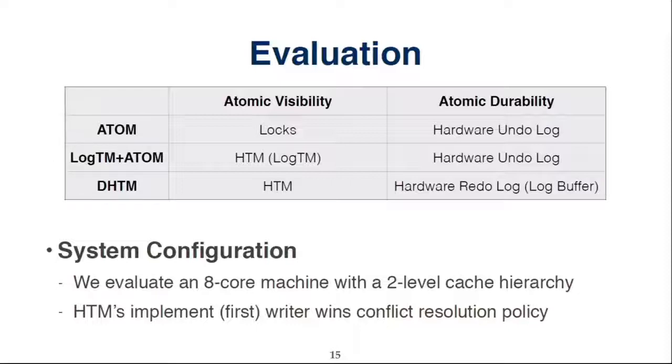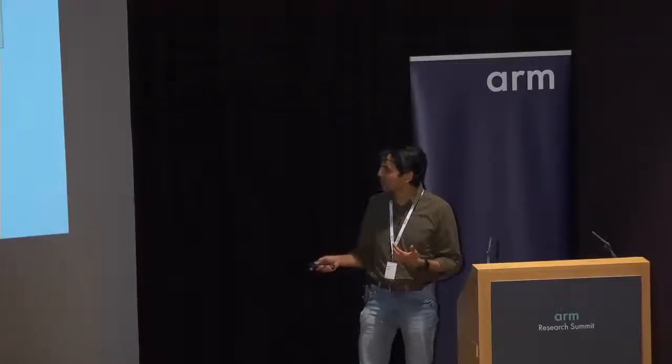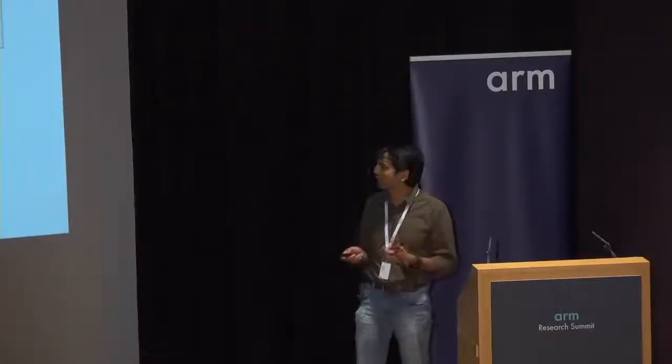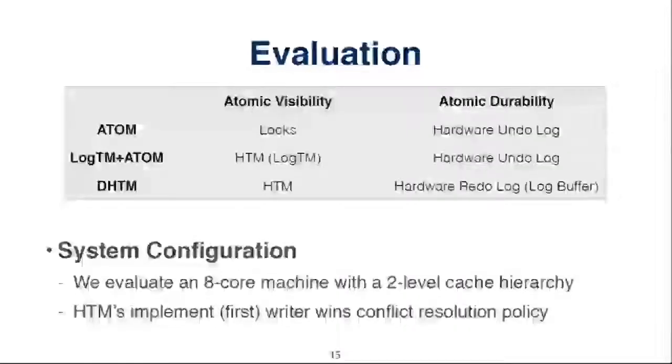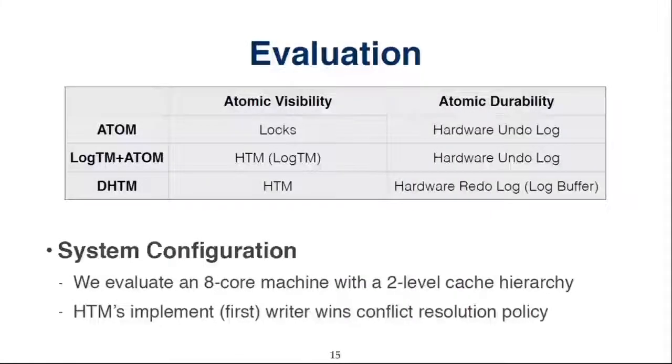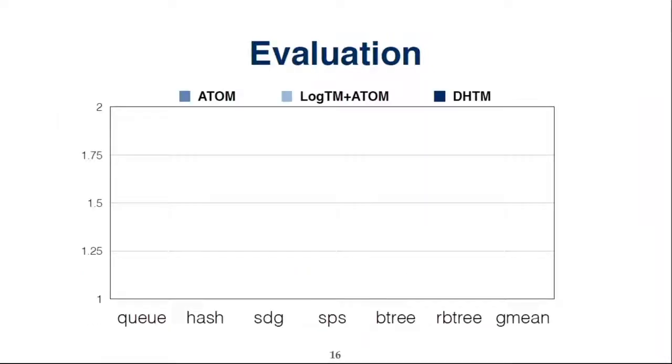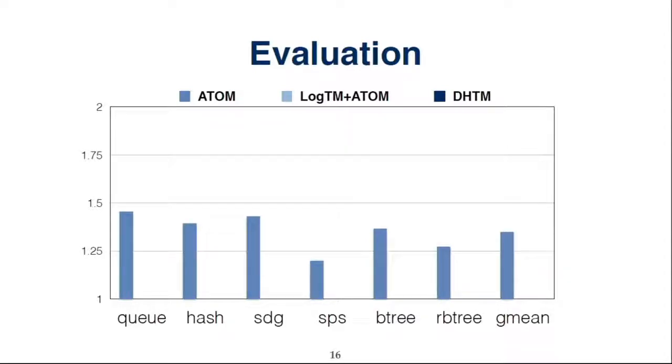Finally, we look at DHTM, which uses a commercial HTM and hardware redo log. All of the evaluations are for an 8-core machine with a 2-level cache hierarchy that we saw earlier. All the HTMs implement the first writer wins conflict resolution policy. So here we look at the normalized transaction throughput for a set of micro benchmarks which are typically used in applications that require persistence. And the results are normalized with respect to a purely software implementation.